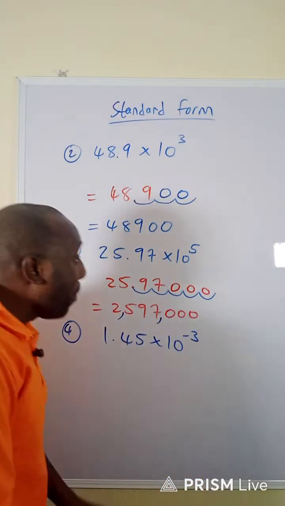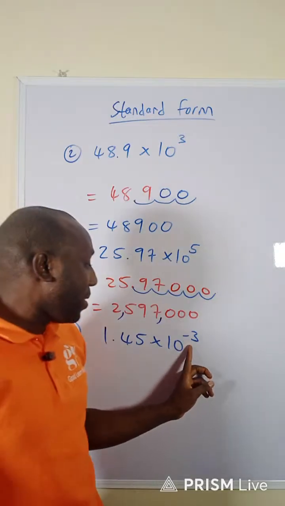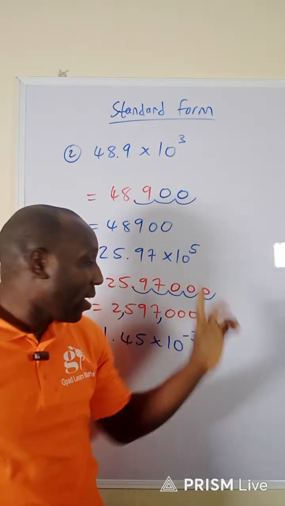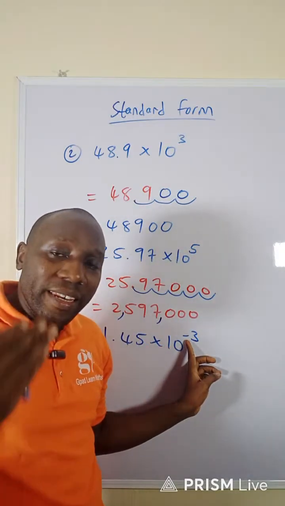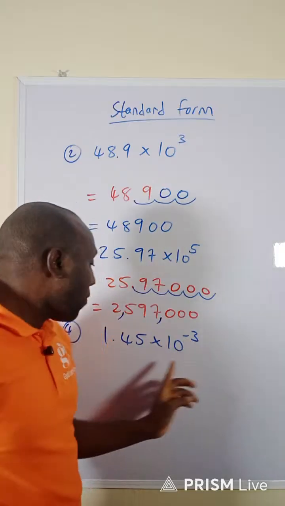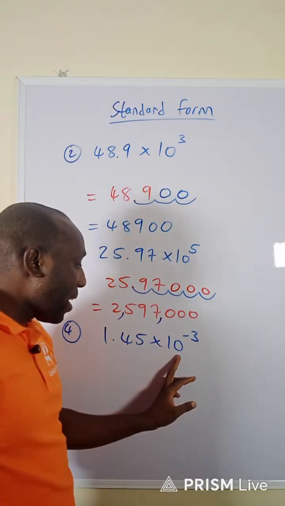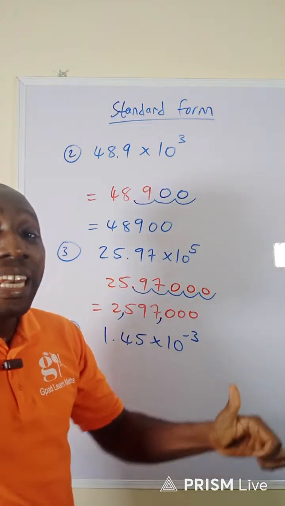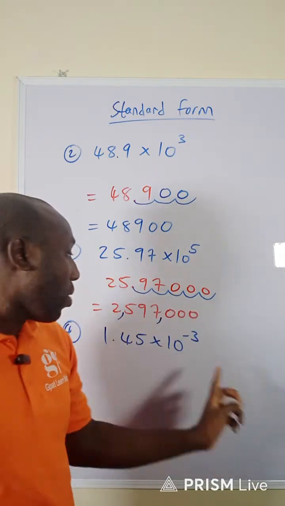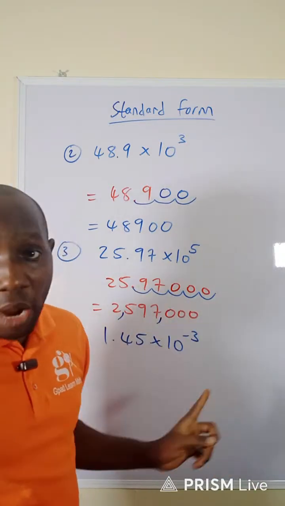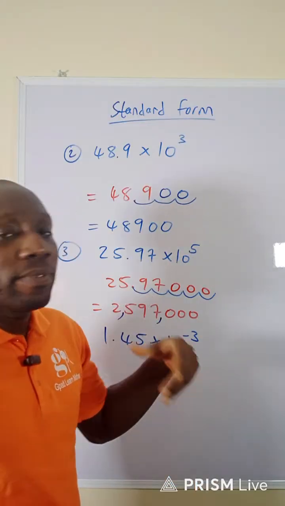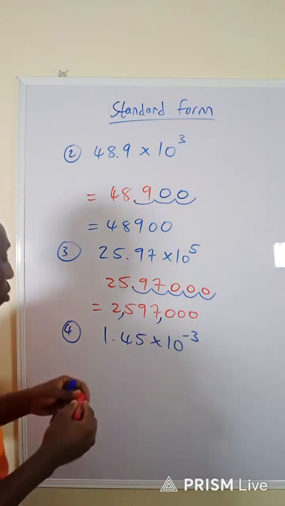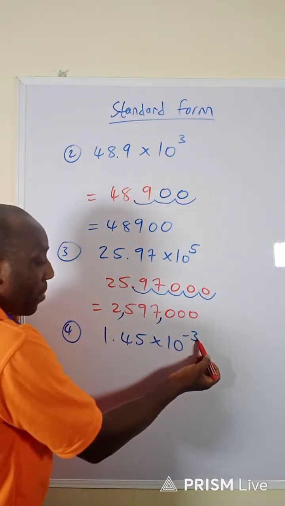Okay, so let me now, if you check, this is different from what we have looked at so far. What you have here is negative 3. So if you are multiplying 1.45 by 10 raised to the power negative 3, this decimal point will have to go to the left, not to the right, because this is a negative number as the power. So we're going to shift it to the left. How many times? 3 times.